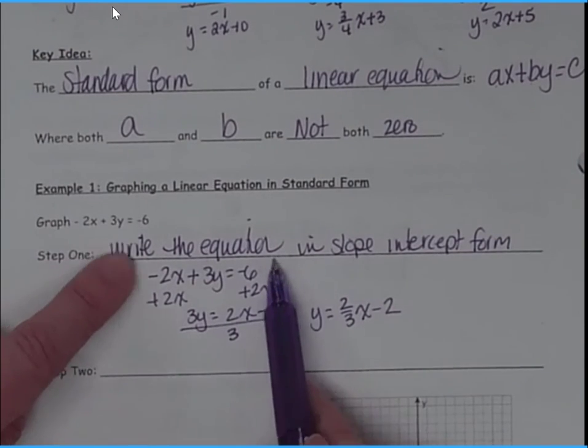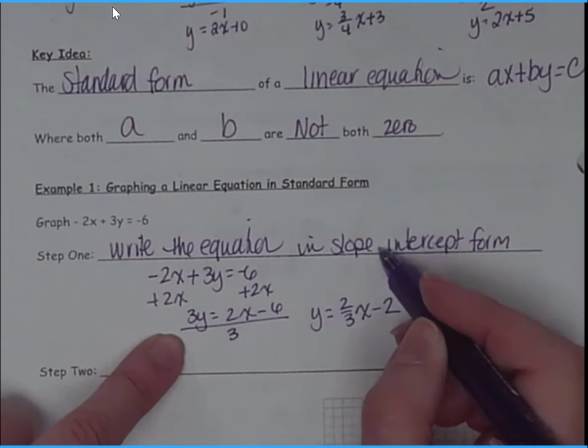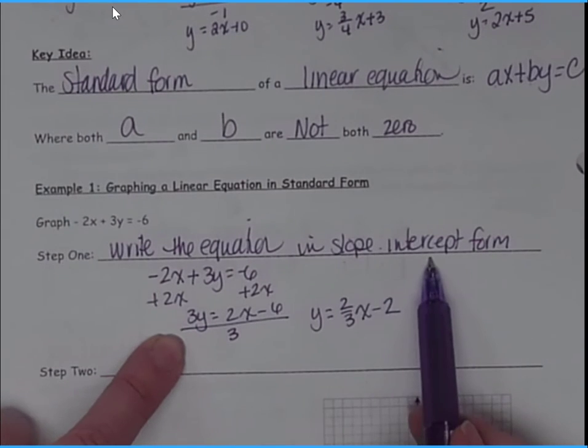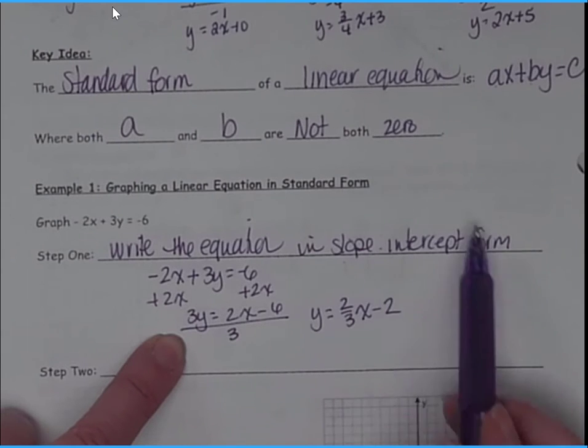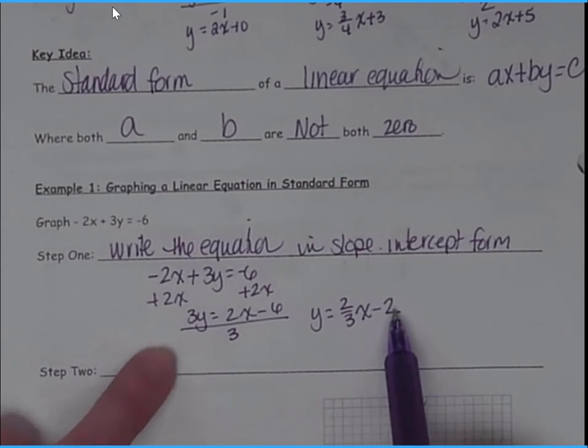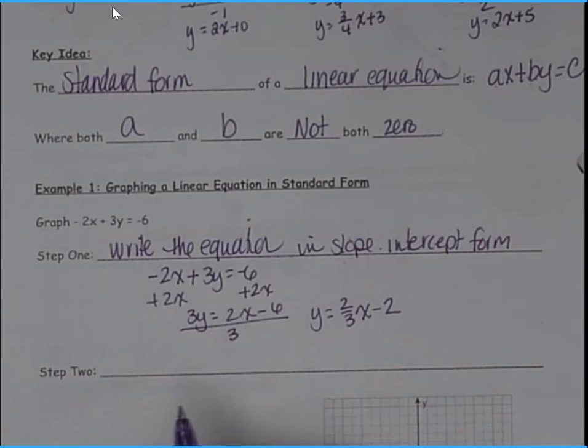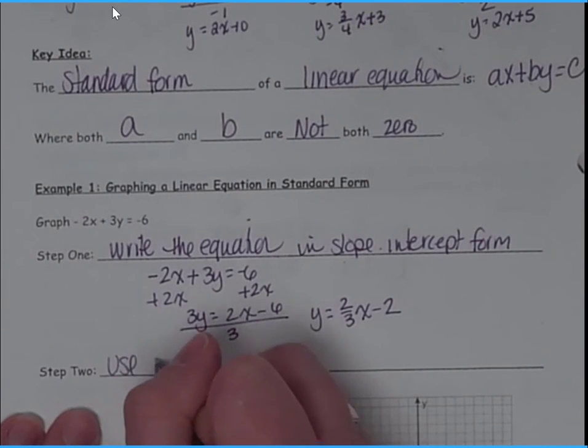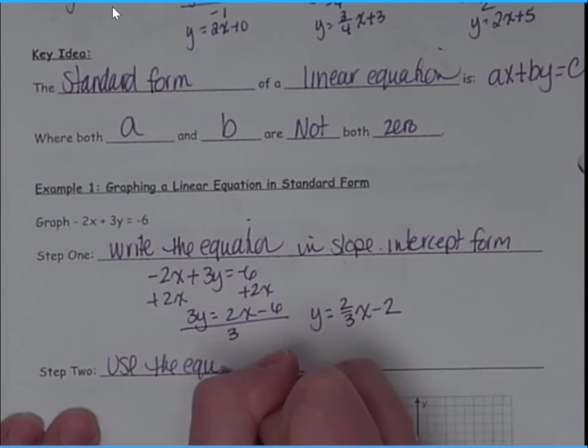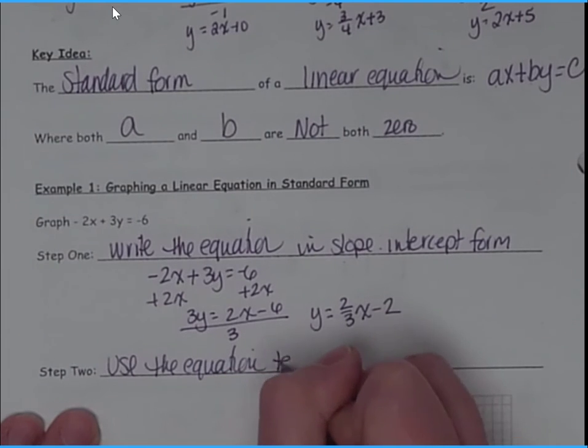So the first thing we're going to do is rewrite it in slope-intercept form. I know it's slope-intercept form because I have a slope and I have the y-intercept. It's amazing how that works. Now I'm going to use the equation to graph.